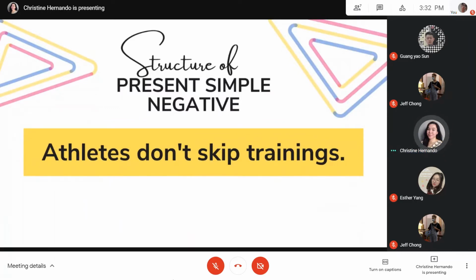Athletes don't skip trainings. Jeff, can you label the words according to the pattern in the present simple tense? Okay. The subject in this sentence is athletes. The auxiliary verb used is don't. Then skip is the main verb, and the last word, trainings, is the object.